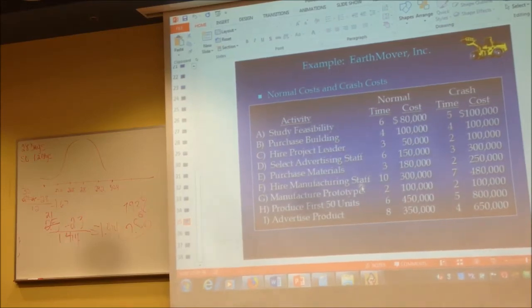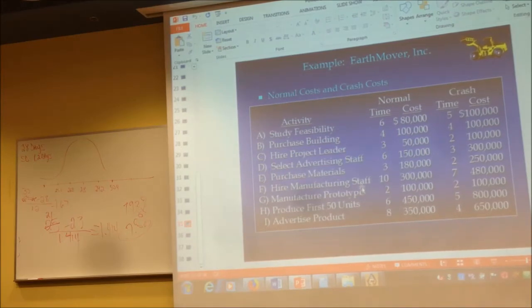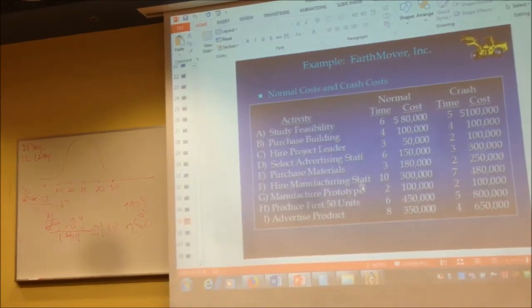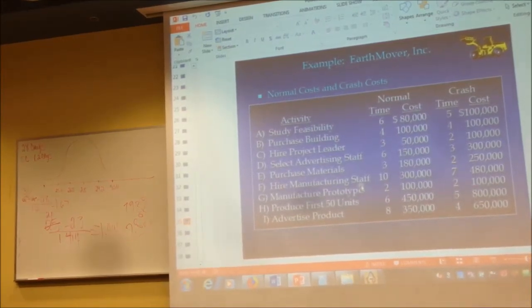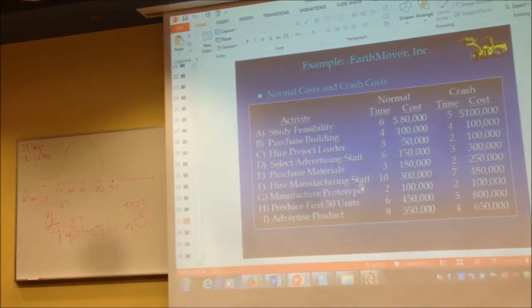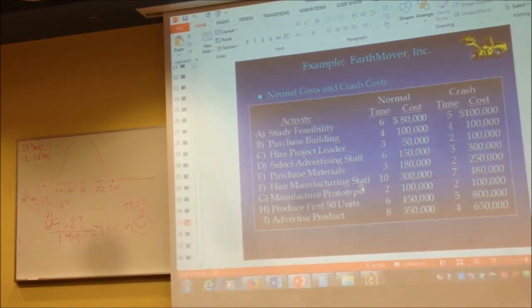How much is it going to cost? This is your cost for crashing, $20,000. You could purchase the building. You subcontracted that out, or maybe you're in-house. You have the conversation. Hey, I know you said it's going to take 4 weeks to pinpoint the building, work out a purchase agreement, get to a closing.